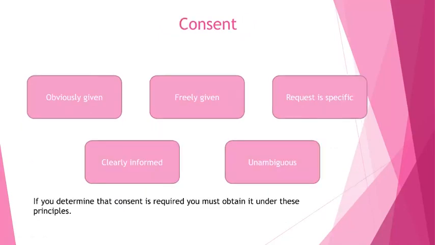Consent. I did briefly touch on this in the last slide. There are 5 requirements for consent. These are the principles of consent. It has to be obviously given, which means you can't hide it in a clause. You can't have an automated tick box if you're using web pages. You must ensure that anyone else you're passing this information to also observes that.